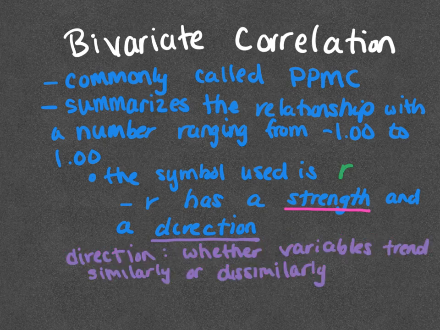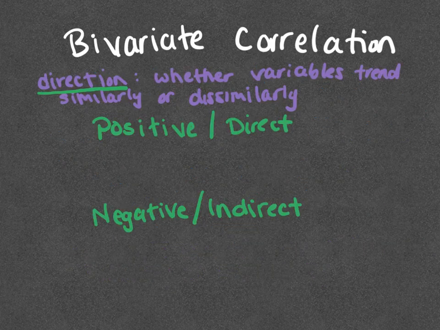Direction refers to whether the variable trends are similar or dissimilar to one another. That means, do the two variables increase together? Or is it that when one increases, the other one tends to decrease? The direction of the relationship can either be positive or negative. Positive correlations are also known as direct correlations.